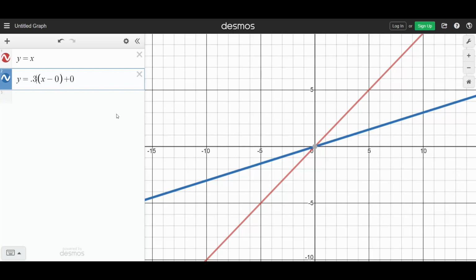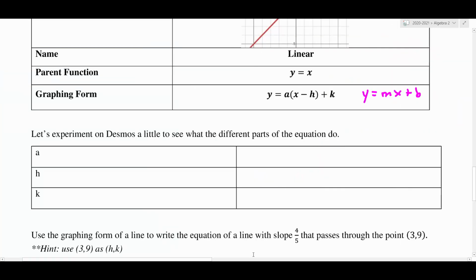Locator point, just something else to quickly talk about here. The locator point is still (0, 0), just like it was for the other functions. All right, so let's go back here and jot down some things.